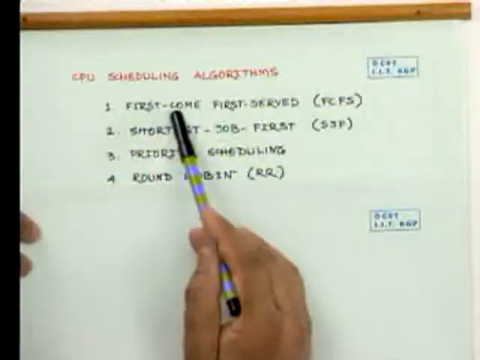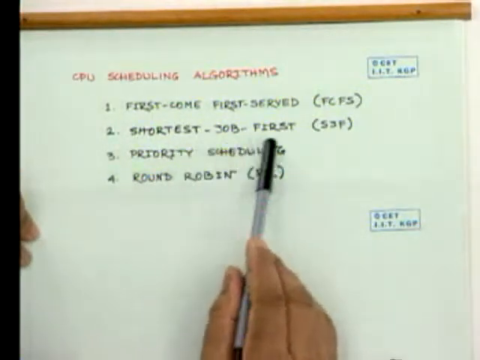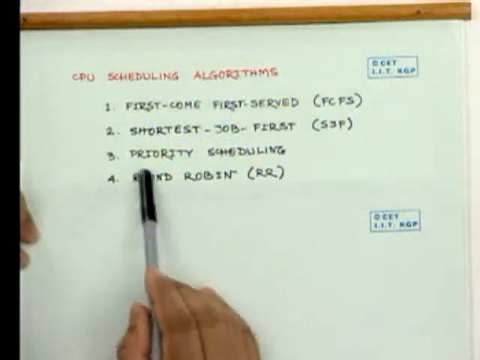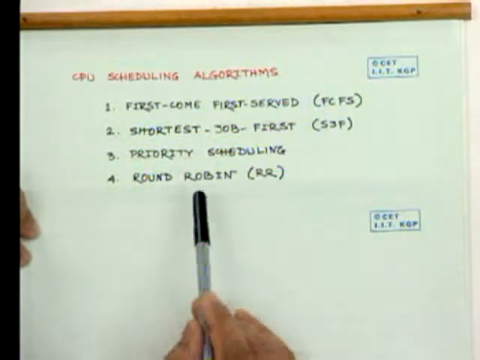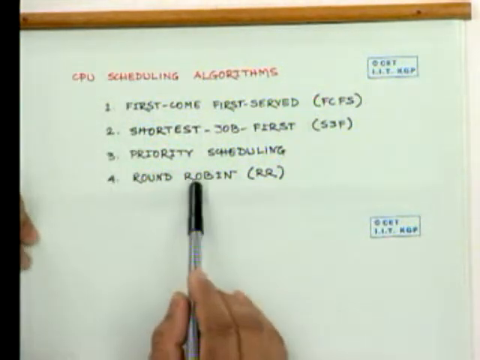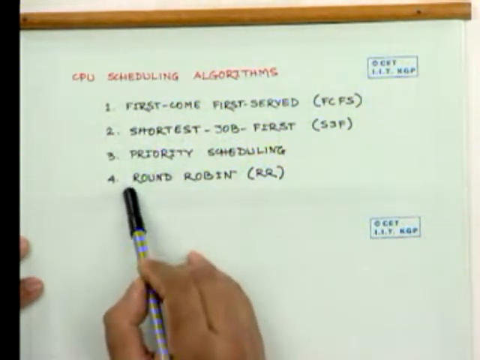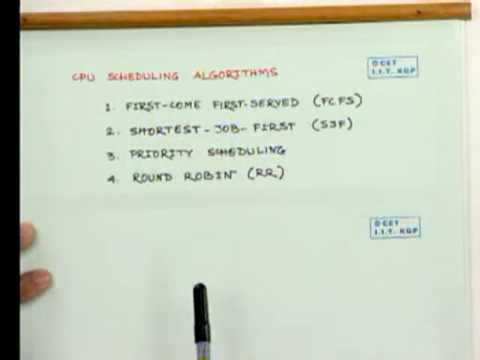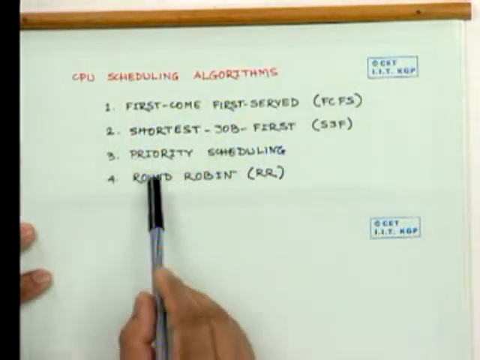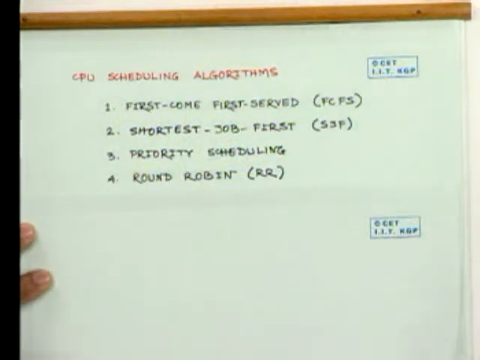The first one we discussed is first come, first served. Second is the shortest job first. Third we discussed is priority scheduling. And the fourth we discussed is round robin. The assumption here is that we have a single processor, and mainly we have taken the waiting time to be the criterion, except in round robin, where we took the response time to be the criterion.